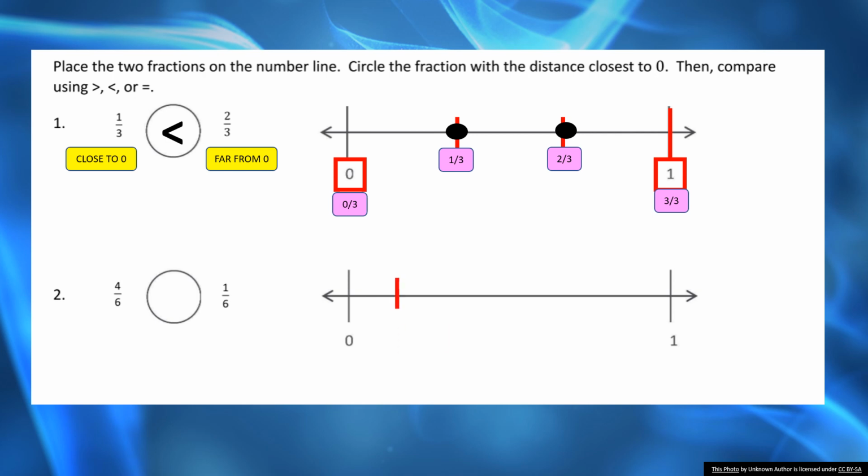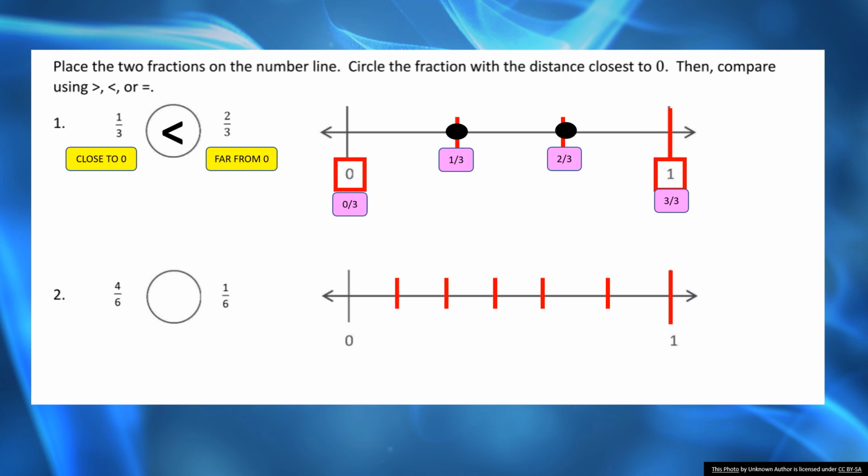1, 2, 3, 4, 5, 6. And remember that sixth line shows that we're now on a whole number.